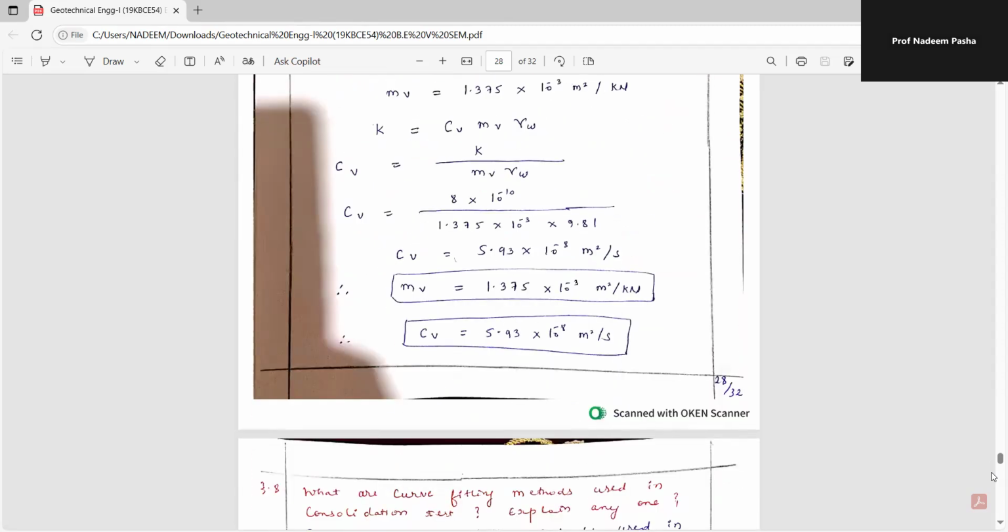So your k is equal to cv into mv into gamma w. cv is equal to k divided by mv into gamma w. So cv is equal to, k is how much? 8 into 10 raised to minus 10, mv is 1.375 into 10 raised to minus 3 into 9.8. So your cv comes out to be 5.93 into 10 raised to minus 8 meter square per second. And mv comes out to be 1.375 into 10 raised to minus 3 meter square per kilonewton.